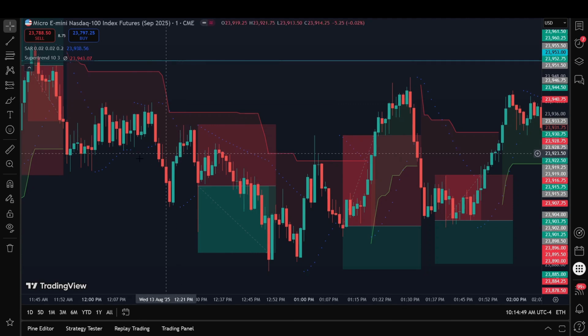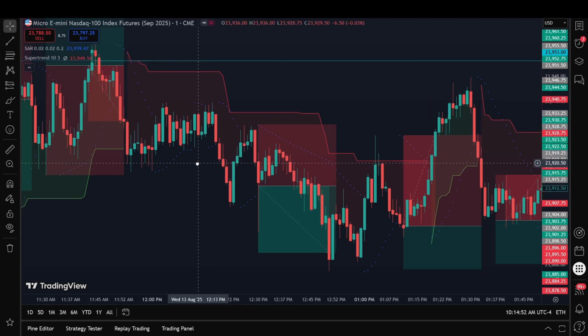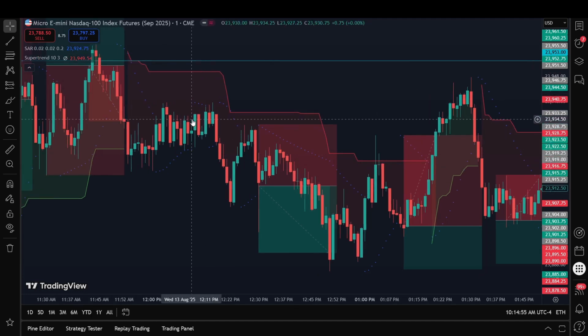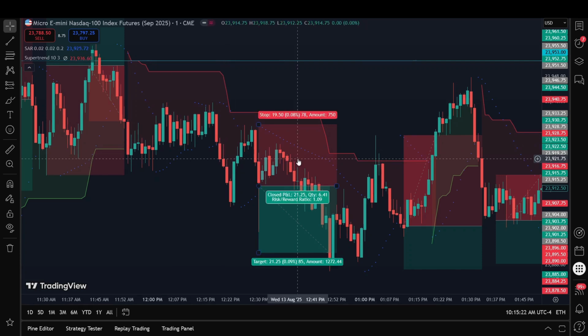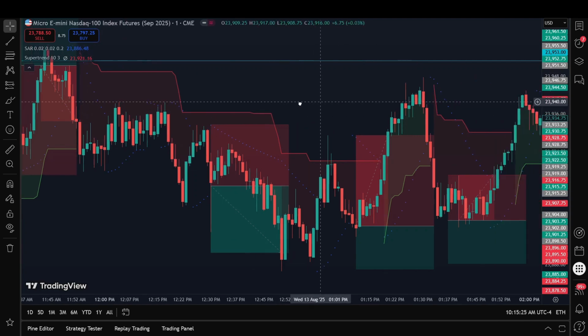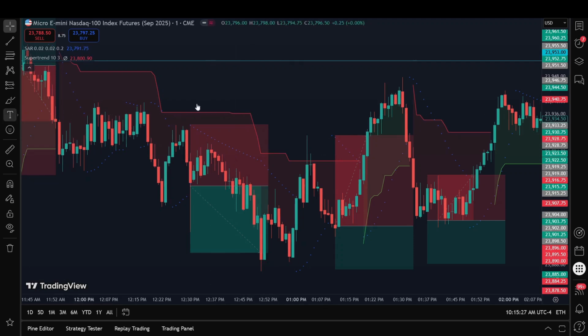And where are we at here? For some reason, I didn't take this entry. We wouldn't have taken that entry because we don't get a break of this candle, but we could have taken this entry here below this candle. But then we wouldn't have taken this one, so we'll just go with this one anyway. So that's 19.